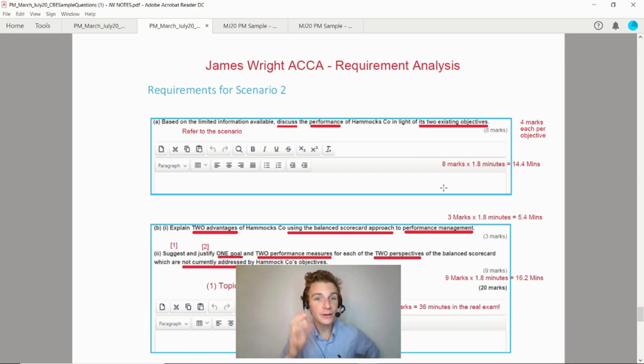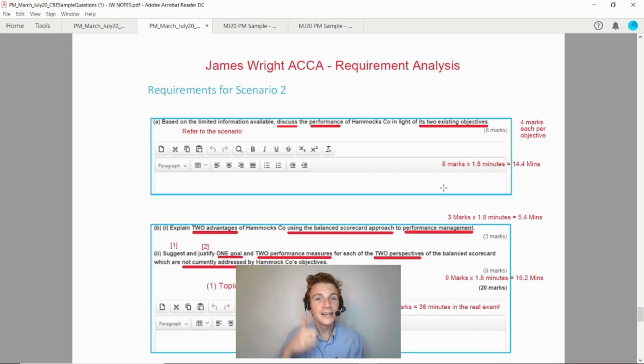So first of all, coming on to part A, this is scenario 2 for the Hammock Co question as well, so make sure you don't get them mixed up. First one there, we've got, based on the limited information available, okay, straight away I thought, we've got to refer to the scenario, and there's going to be some bits of information obviously we have got, and then some that we can maybe make some judgments on as well.